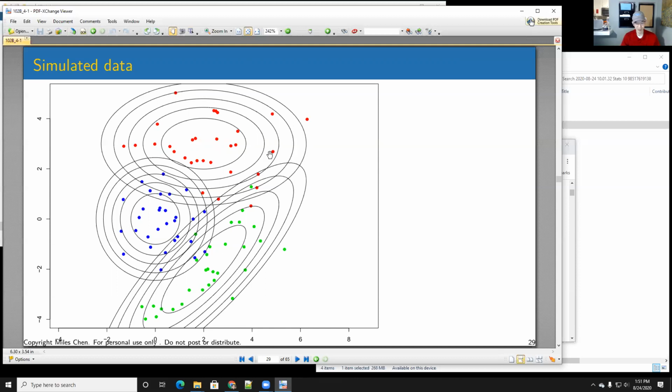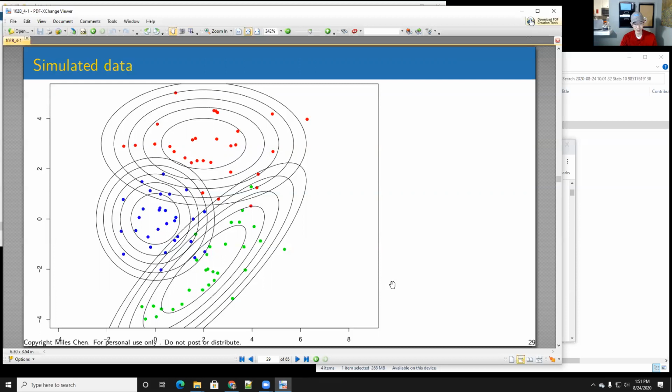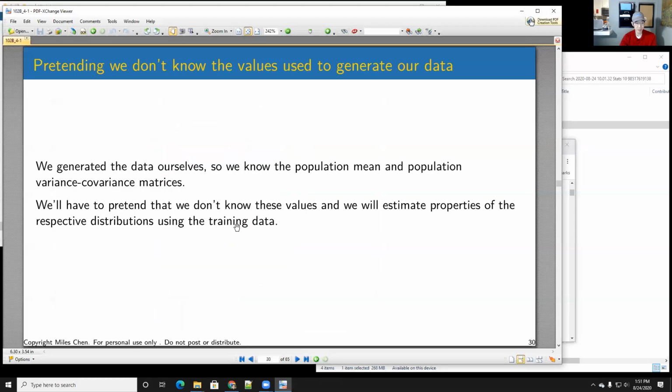I think I've drawn the locations of the 40%, 65, 80, 90, and 95% levels here. Okay. All right, so the dots are our simulated data, okay?